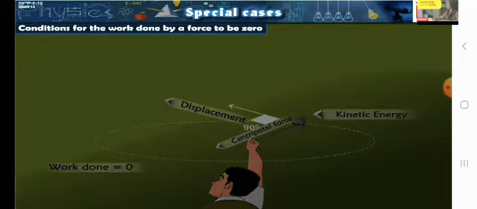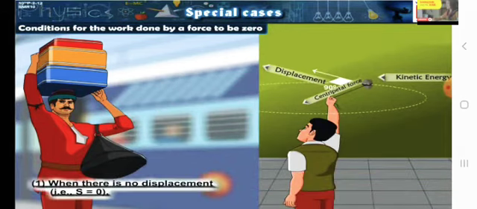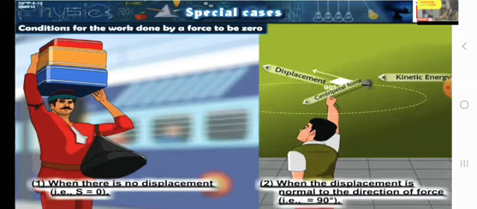Conditions for the work done by a force to be 0. From the above discussion, it is clear that the amount of work done by a force is 0 in the following two situations. 1. When there is no displacement, that is, S is equal to 0. And 2. When the displacement is normal to the direction of force, that is, theta is equal to 90 degrees.